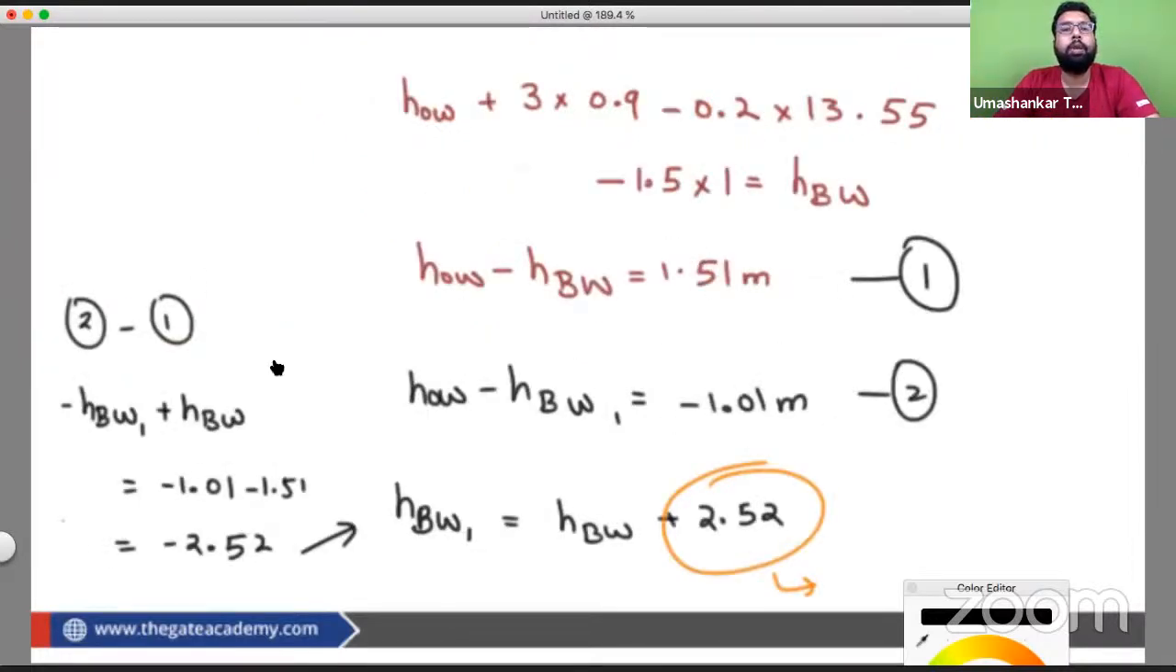Now from these two equations, you can find how much HBW1 is greater than HBW. And as we can see in this final equation, it is greater by 2.52. Then we converted it into Pascal, and then we had the final answer.